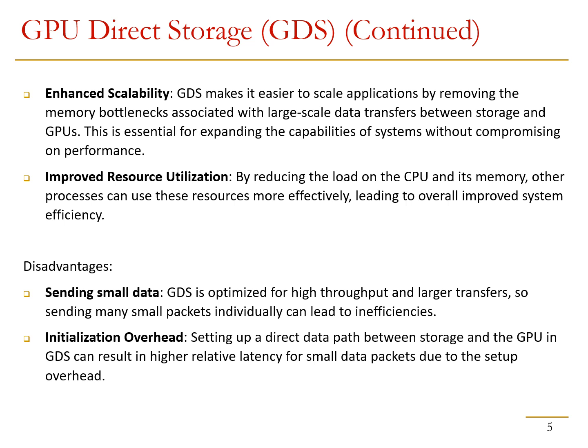Sending small data. GDS is optimized for high throughput and large transfers, so sending many small packets individually can lead to inefficiencies. Initialization overhead. Setting up a direct data path between the storage and the GPU in GDS can result in higher relative latency for small data packets due to the setup overhead.